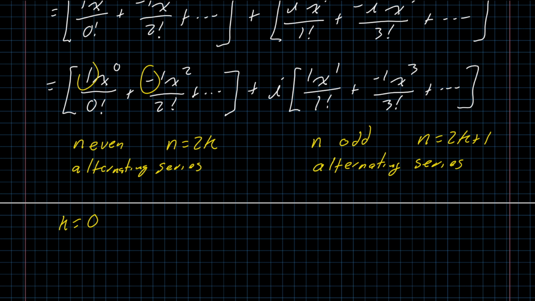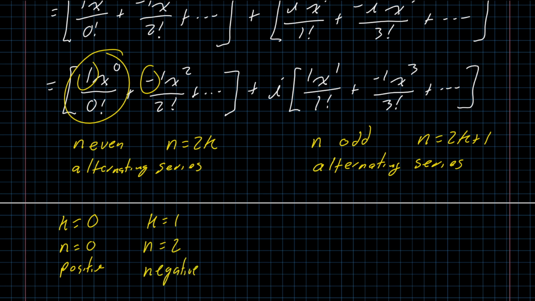If we plug in k equals 0, then we get n equals 0 and positive. That's our first term here. If we plug in k equals 1, then n equals 2k, so n is equal to 2, and we want that to be negative. And we'll continue on this pattern. When k equals 2, we will have n equals 4, which should be positive. When k equals 3, we'll have n equals 6, which should be negative, and so on and so on.